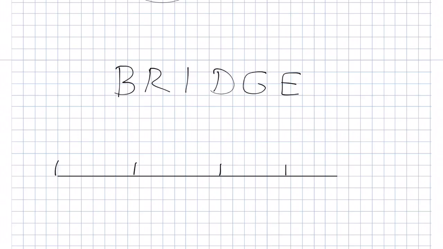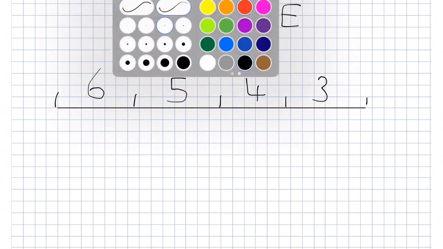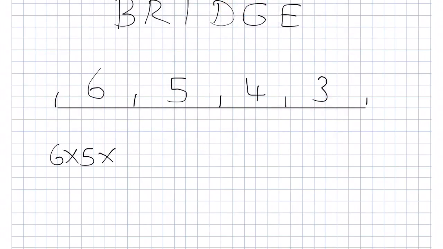So there are 1, 2, 3, 4, 5, 6. There are 6 letters in the word. That means there are 6 letters I could choose for position number 1. And once I've used a letter, there's now only 5 letters I can choose for position 2. And then 4. And then 3. Now, to answer this sum, you would say 6 by 5, 5 6s are 30. 4 30s are 120. And 3 120s are 360. So your answer to this would be 6 by 5 by 4 by 3 equals 360. So there are 360 different ways I could rearrange the letters of the word bridge if I take them in fours.